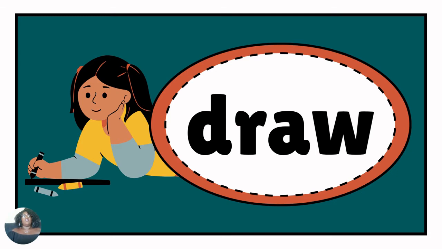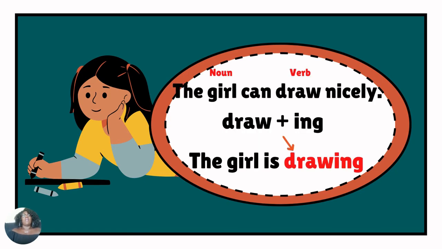Next word, draw. Again, pronunciation, draw. Our sentence: the girl can draw nicely. Girl is the noun. Draw is the verb. Draw describes what the girl can do. Draw plus ing becomes drawing. Notice the arrow and the red word. The girl is drawing. Drawing is the action verb. It is showing physical movement.